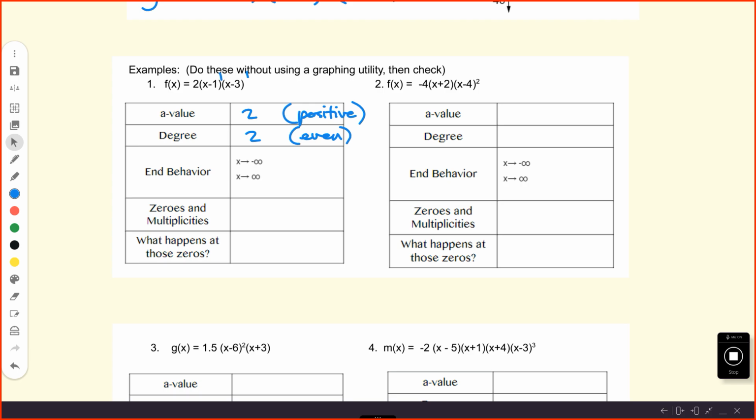So if you have even degree and positive leading coefficient, without using the graph, what will be the end behavior? Positive infinity, positive infinity. Very good. Think of this as like that, so both sides go up. Both are positive.